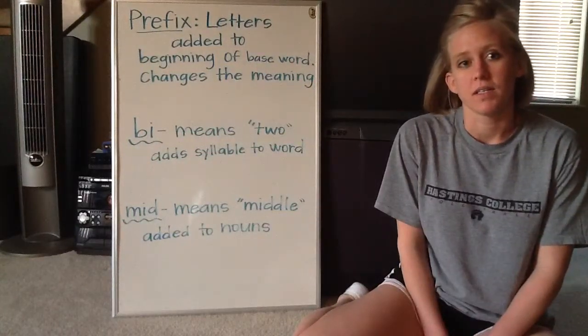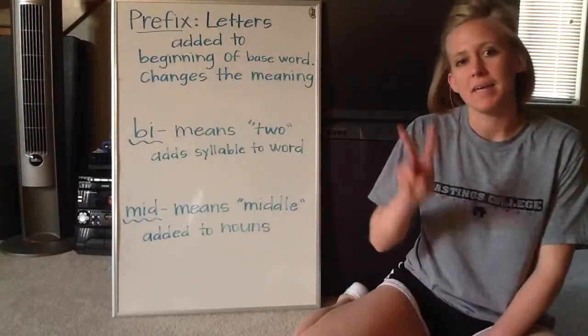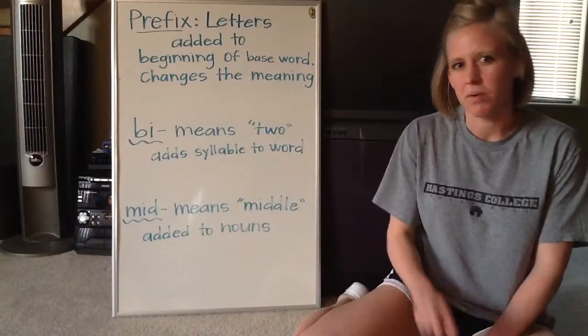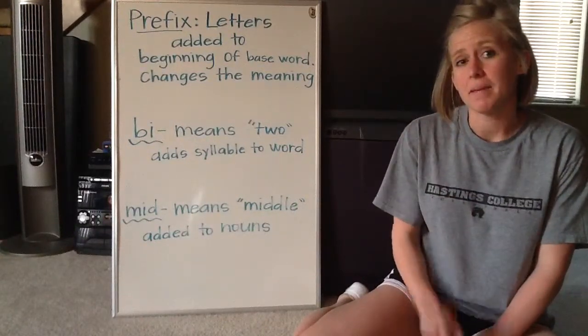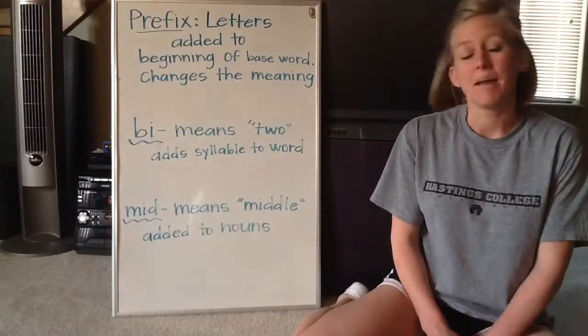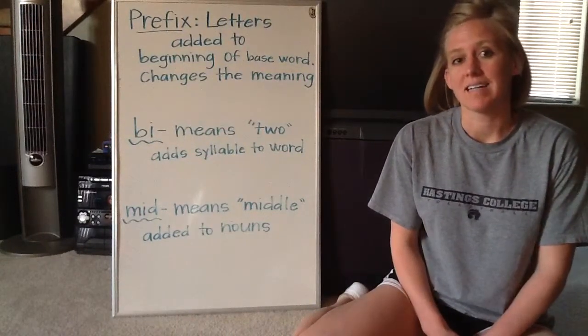So the first one we're going to talk about is by, and by means two. It kind of makes it easy to remember because it has two letters. So by means two, and when you add by to a base word, then it adds a syllable.